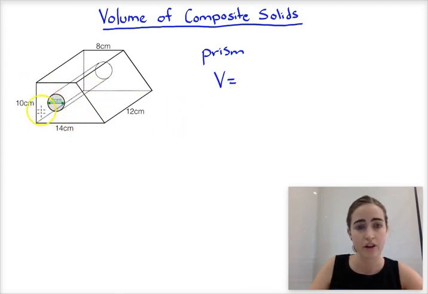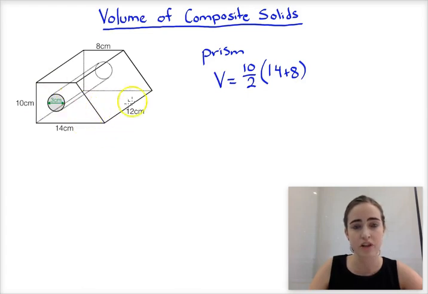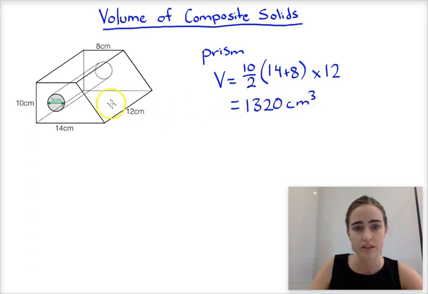So for the prism, the volume is going to be the area of that trapezium on the front. It's got a height of 10, so it'll be 10 over 2, times the two parallel sides, so that's 14 and that one's 8, so 14 plus 8. So that's the area of that front trapezium, and then we've got to times it by the depth of the shape, so times 12. And that will come out to give us 1,320 centimetres cubed.